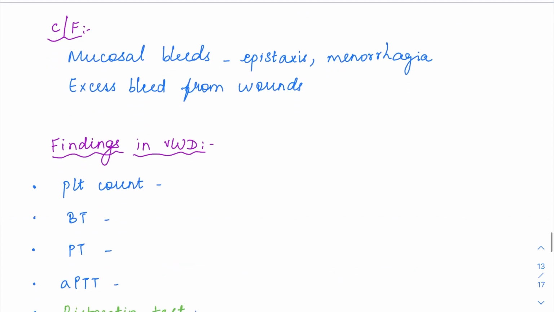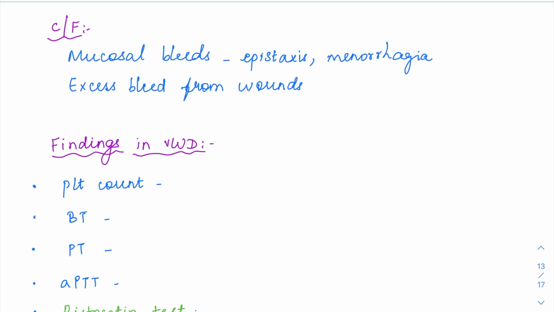Okay, so clinical features, how will it be? There will be a platelet function defect here, right? With a platelet function defect, what is the normal presentation? You'll have petechiae, then purpurae, and also mucosal bleeds, like epistaxis and menorrhagia. Along with that, there is going to be a decrease in factor 8, right? So factor 8 was diminished.